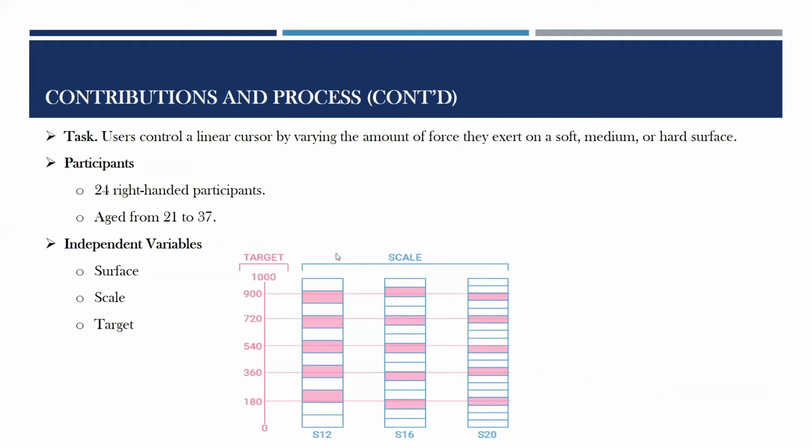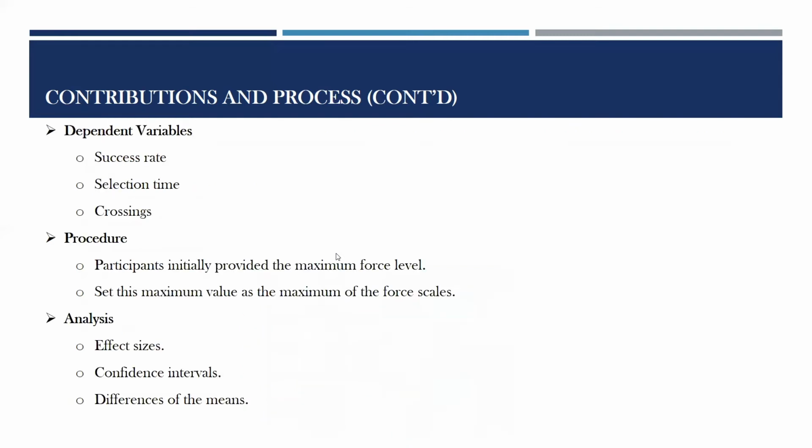They recruited 24 right-handed participants at the local university, aged from 21 to 37. They also used 3 independent variables: the compliance of the surface, the number of levels composing the scale, and the actual levels or targets. And as shown in this image, which is the representation of the interaction between the target and scale independent variables.